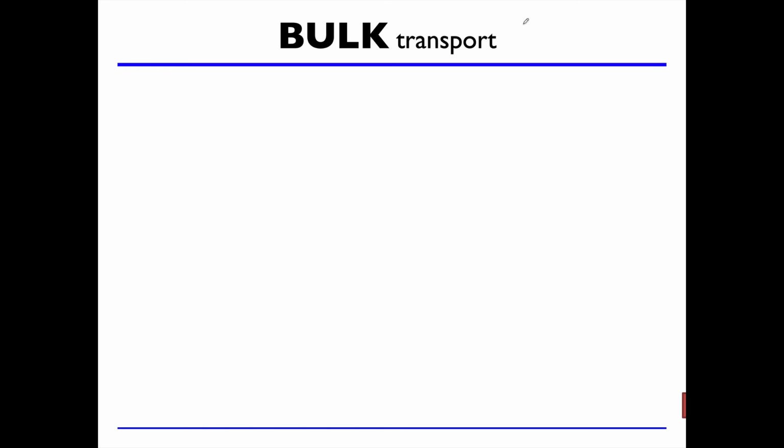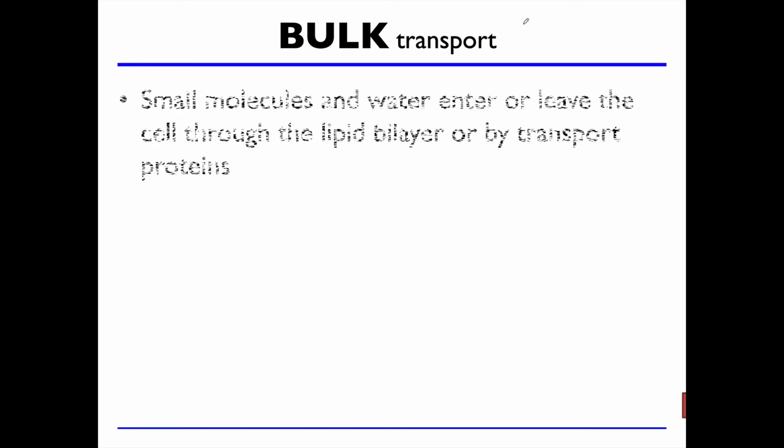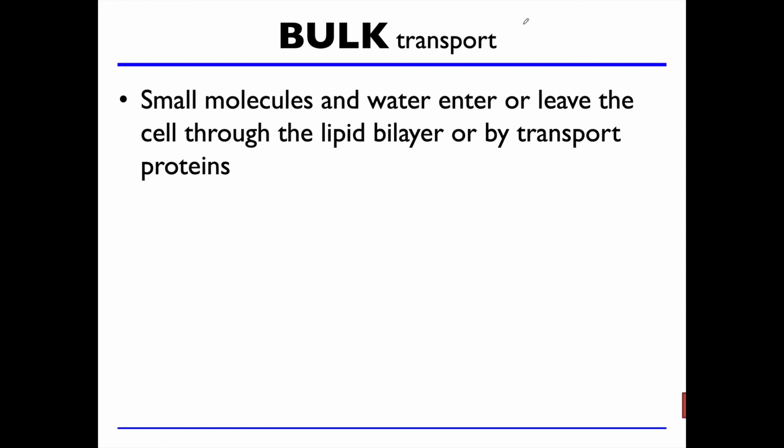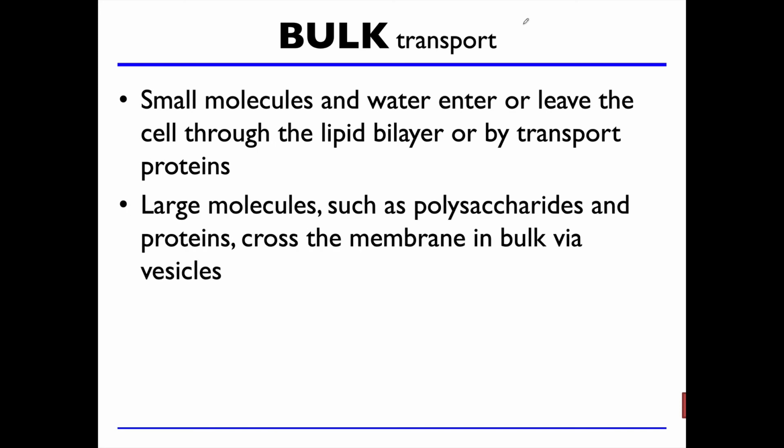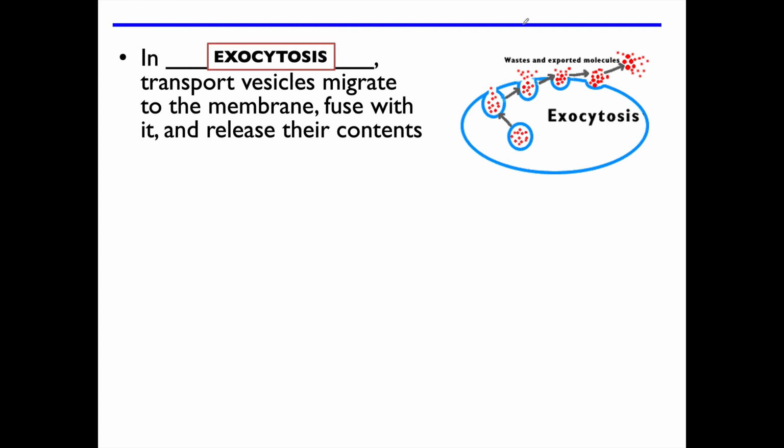Last thing we want to talk about is bulk transport. So bulk transport means really, really big stuff in and out, okay? So we just saw the mechanisms for getting small things in and out. But what about really big stuff? Polysaccharides, proteins, things like that. Well, for that, we're going to need energy to get it in, and vesicles are going to be involved as well. Okay, so let's start with what's called exocytosis.